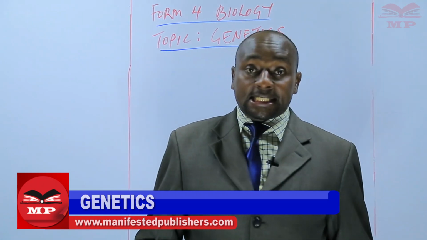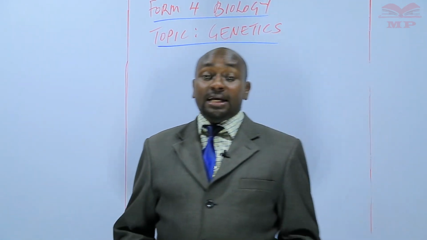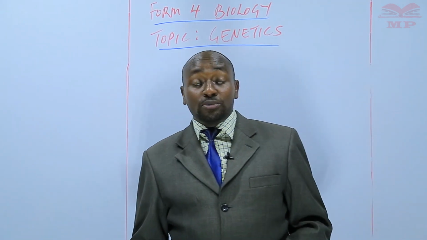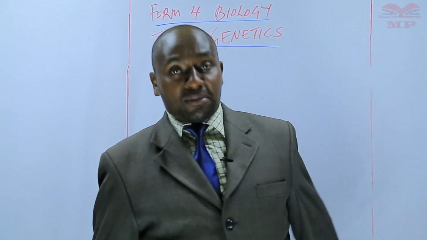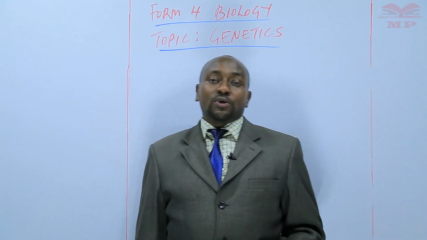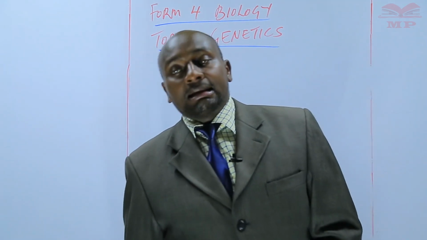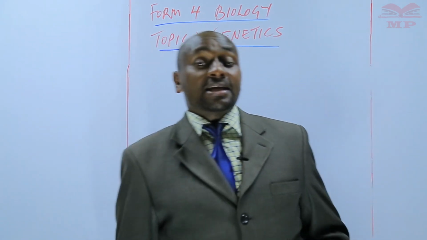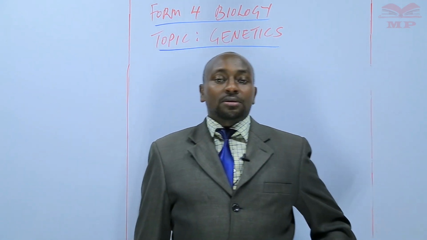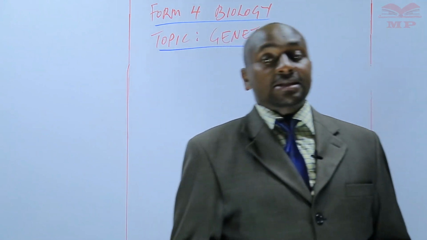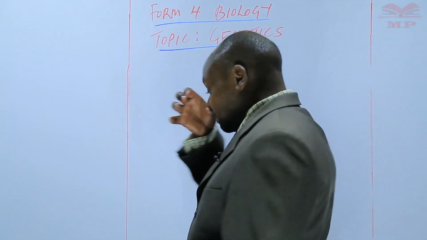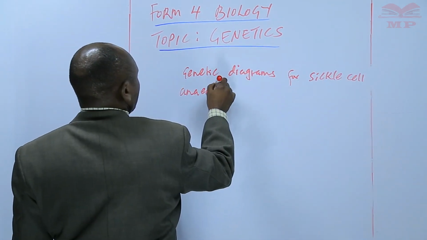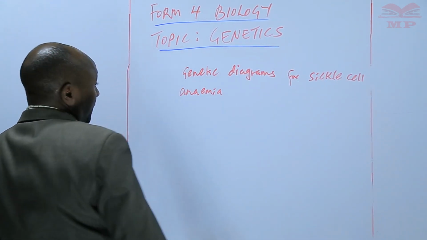And that is genetics. During our last lesson, we discussed one of the disorders of gene mutations, and that is sickle cell anemia. And we saw how sickle cell anemia occurs. And today, I would like us to discuss genetic cross diagrams involving sickle cell anemia. Genetic diagram for sickle cell anemia.